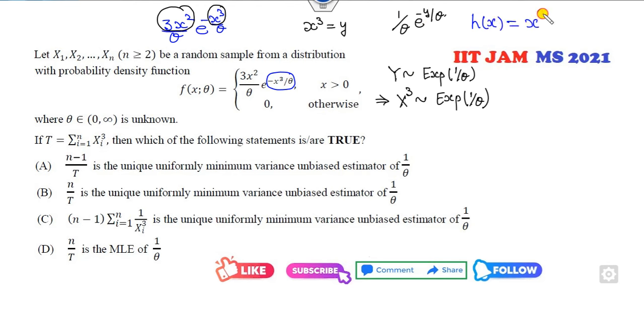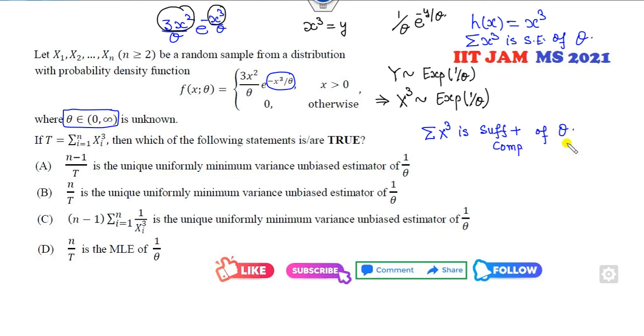Hx is my x cube. So it means the summation of x cube is my sufficient estimator of theta. Now it is an open interval, so this is complete as well. So what you can say is the summation of x cube is sufficient plus complete for theta. Also, there is one parameter. So is any option correct?